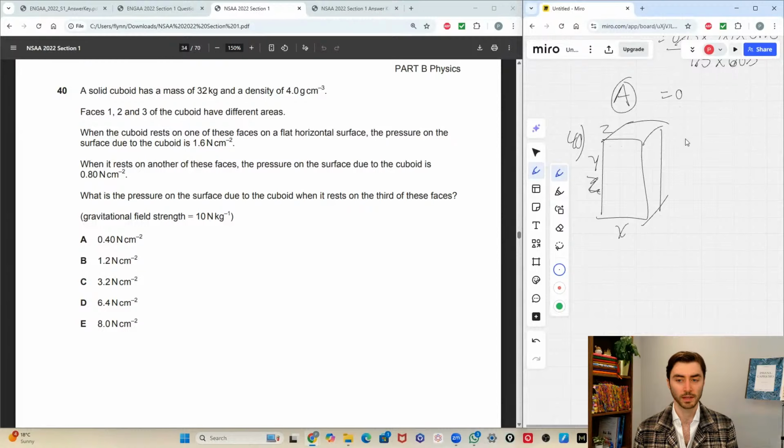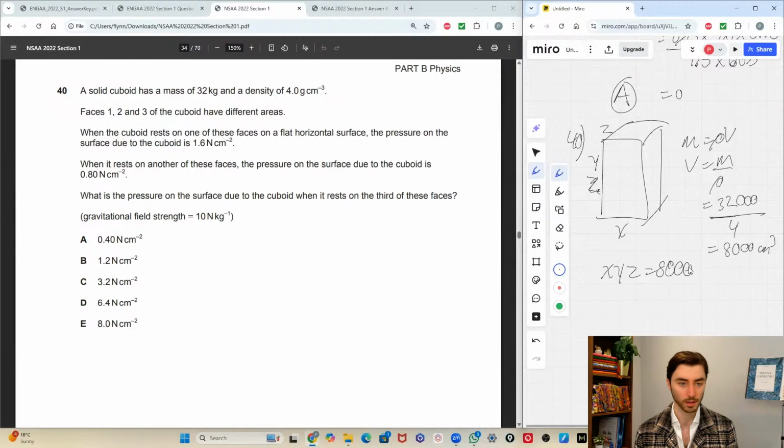We know that mass is equal to density times volume. So volume is mass over density, which is 32 over, let's keep it centimeters, so let's make that 32,000 over the density of 4, which is 8,000 centimeters cubed. Cool. Which is X times Y times Z is 8,000. Noted.